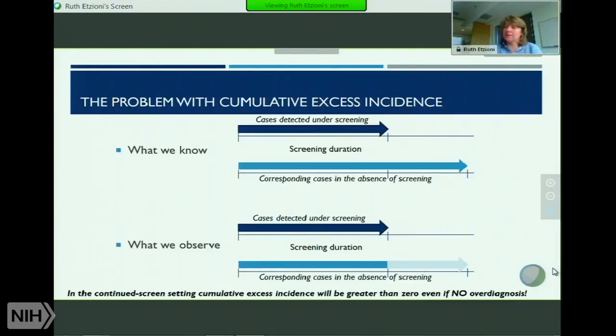What's the problem with cumulative excess incidence? Well, cumulative excess incidence in a continued screen trial ends up being persistently biased for overdiagnosis, and that's because we know that in a screening trial where screening continues over time, screening is pulling cases forward from the future. When we cut observation off at the same time for screening and control groups, we are no longer counting those cases from the future. And so even in the absence of overdiagnosis, the cumulative cases in the screen group will always exceed the cumulative cases in the control group. And so cumulative excess incidence in a continued screen trial is persistently biased.